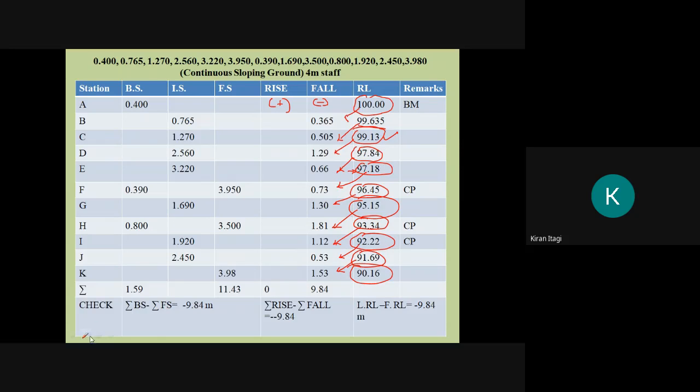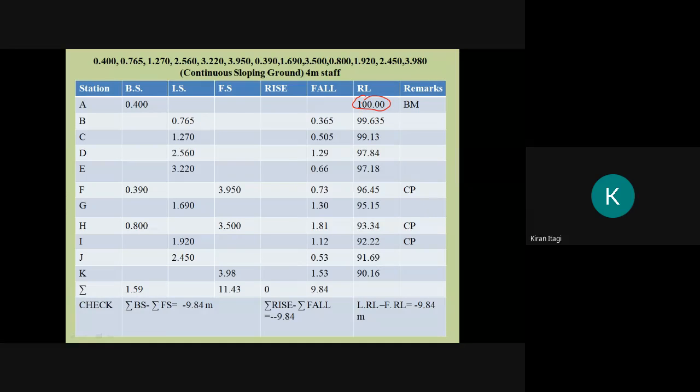Okay, I will explain once again. See, here they will give RL, it may be 100 or it may be some other figure. Next we want the RL for station B. So we will see whether it is rising or falling. Here it is falling, so what we will do, we will subtract. So we will get the RL. Next, we want the RL for station C. So previous RL, and we will see whether it is rising or falling.